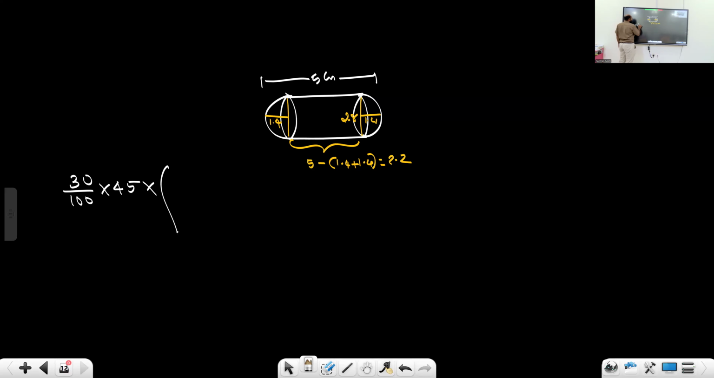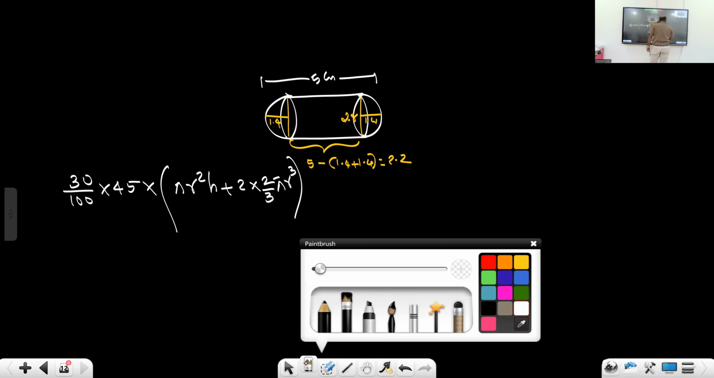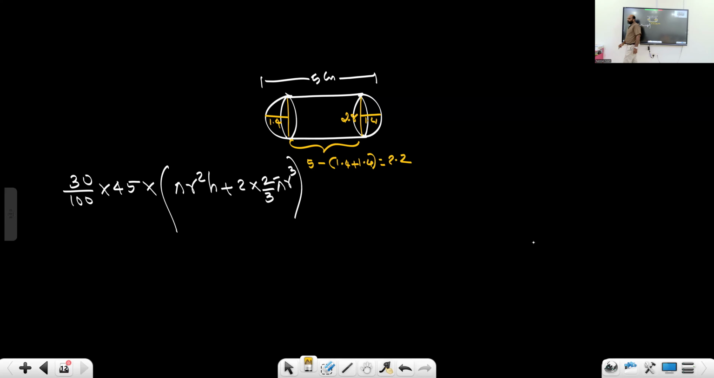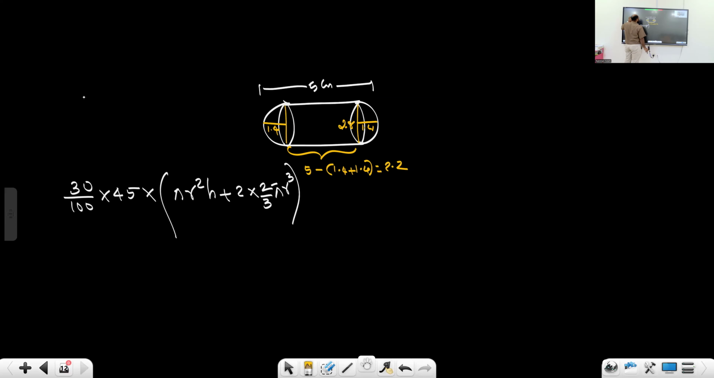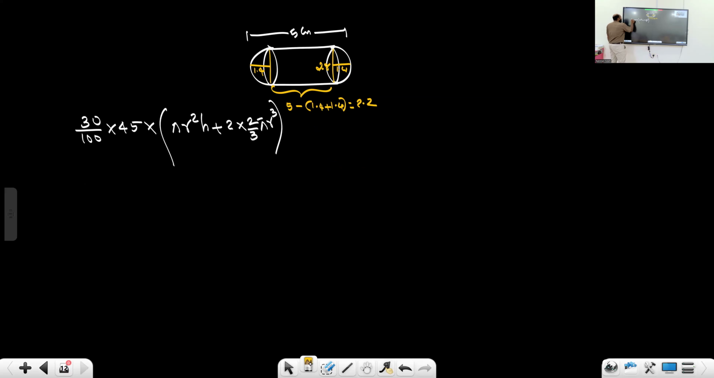What is cylinder volume? Pi r square h. Plus 2 into 2 by 3 pi r cube. Because 2 hemispheres, that's why 2 into 2 by 3 pi r cube. What is common? Pi r square, you can take it out. 30 by 100 into 45, pi r square I took outside, h plus 4 by 3 r.